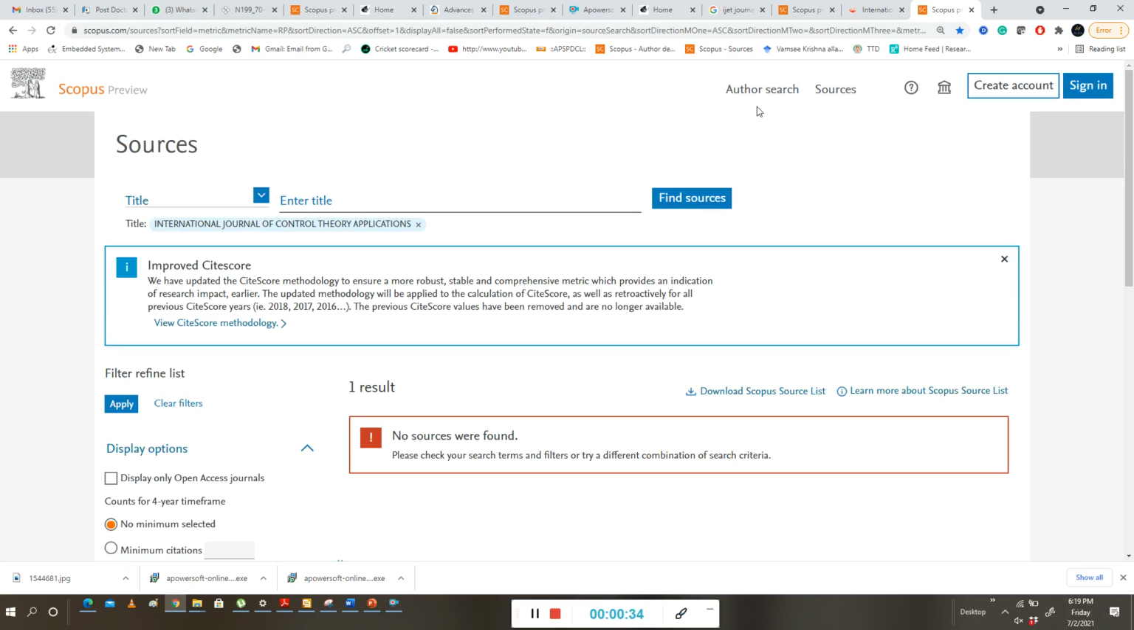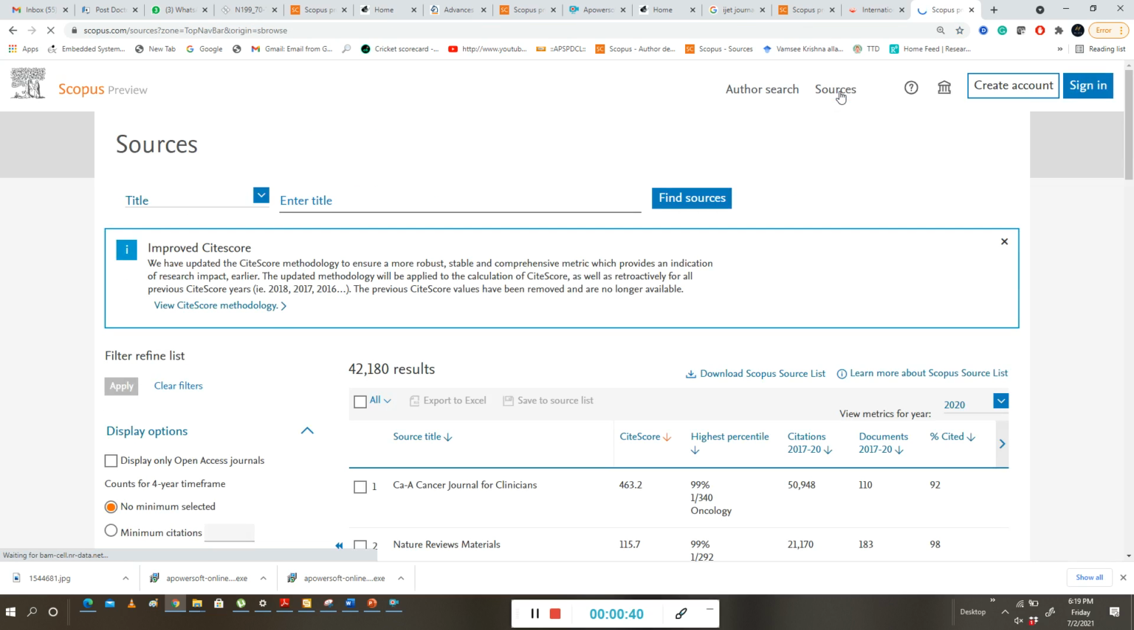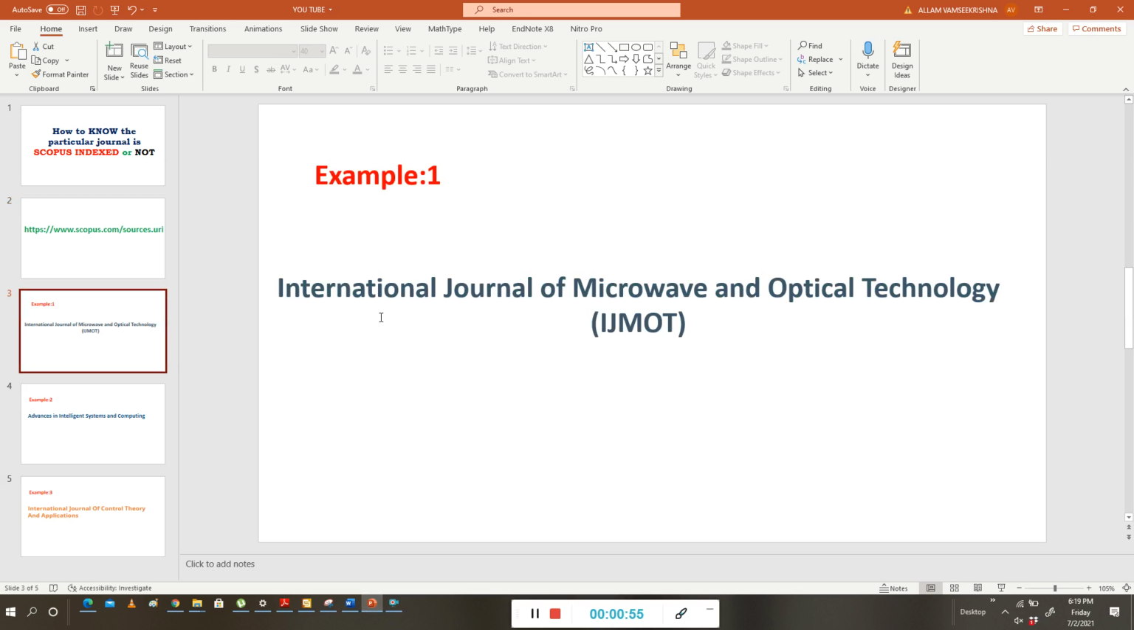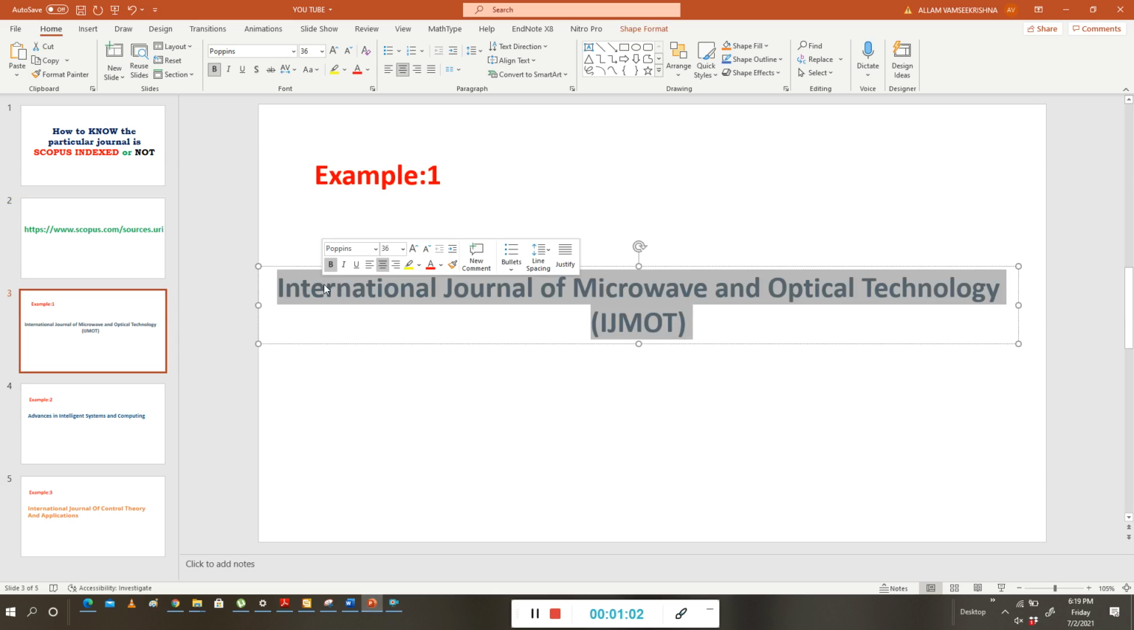Right here, see there are two options: author search and sources. Go to sources. Now here we have to enter subject area, title, publisher, or ISSN. We can search the journal using any of these four, but I will go with the title. Let us consider the first journal, International Journal of Microwave and Optical Technology, and see whether this journal is Scopus indexed or not.